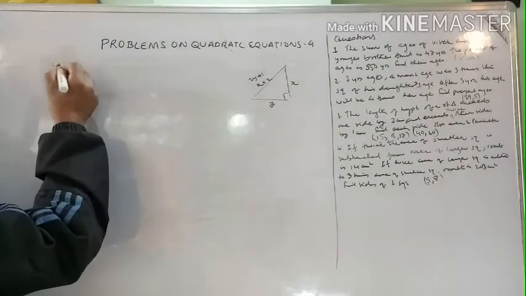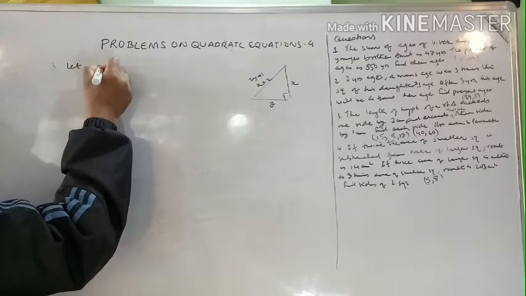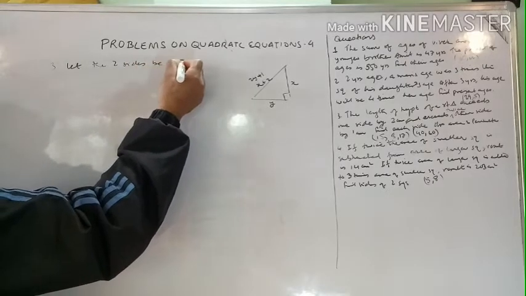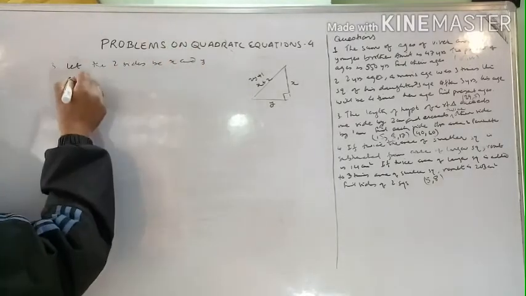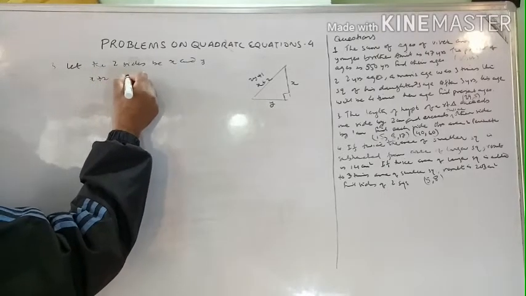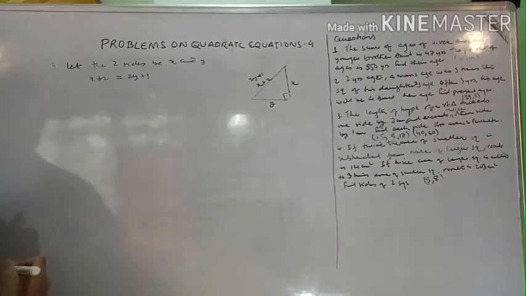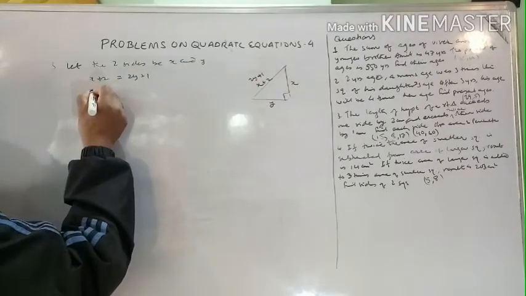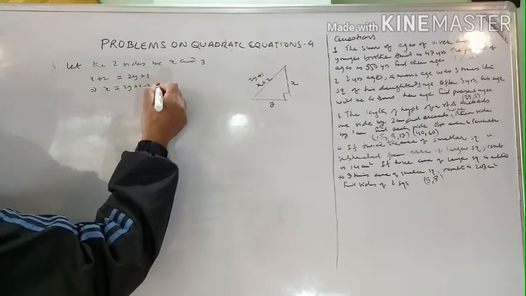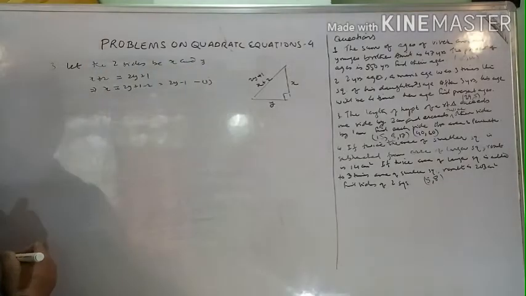So here you write, let the two sides be x and y. Therefore x plus 2 is the hypotenuse, equal to 2y plus 1, because both are the hypotenuse. So x plus 2 equal to 2y plus 1. This will give you the value of x equal to 2y plus 1 minus 2, that is 2y minus 1. Equation number 1.